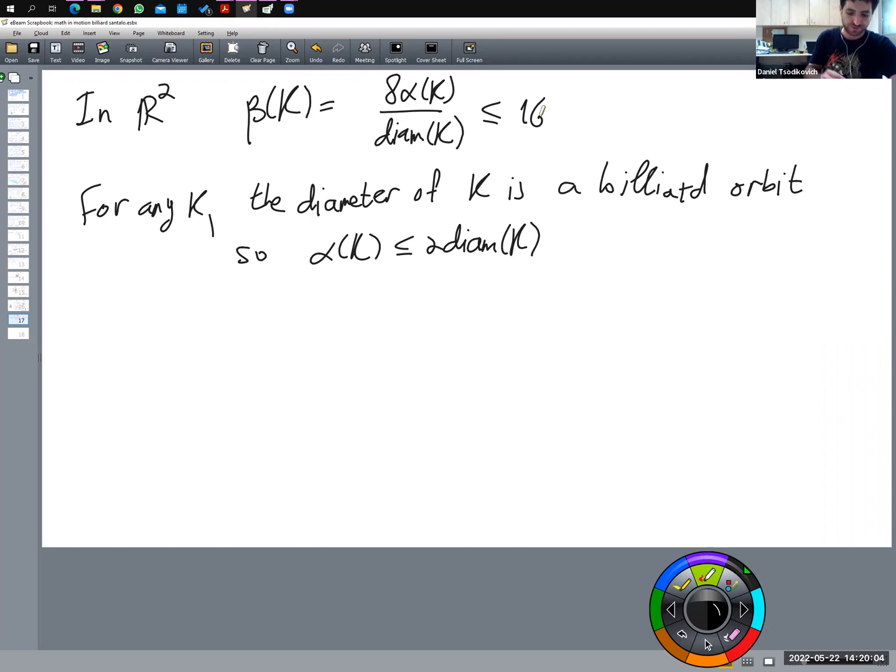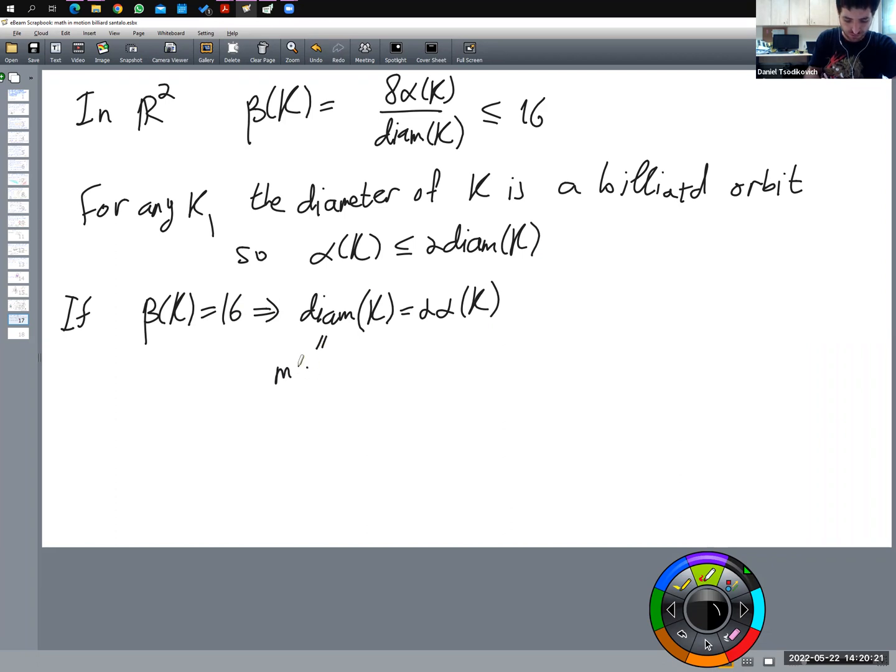And moreover, if beta K is 16, then it means that the diameter is twice alpha K, but the diameter is the maximal width. And the segment of minimal width of K is always a candidate to be a billiard orbit. So minimal width is a billiard orbit.